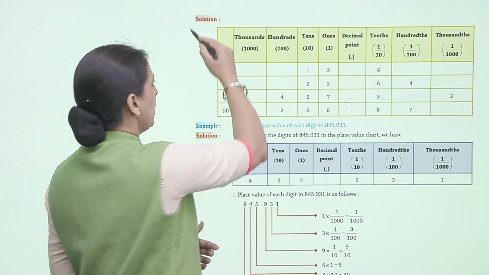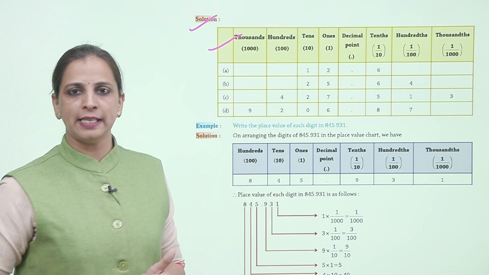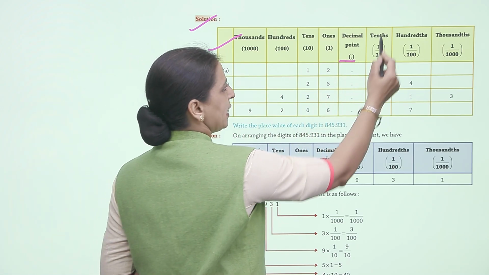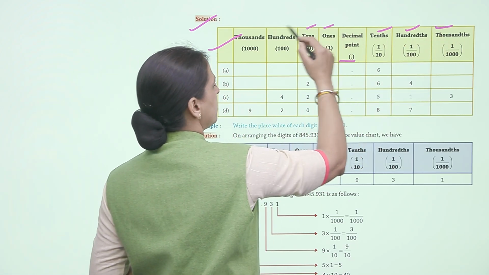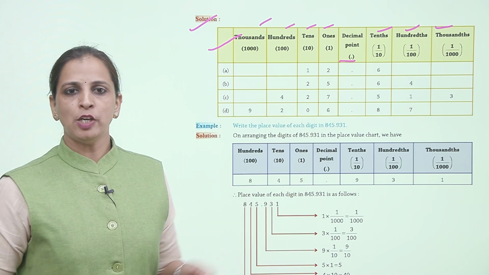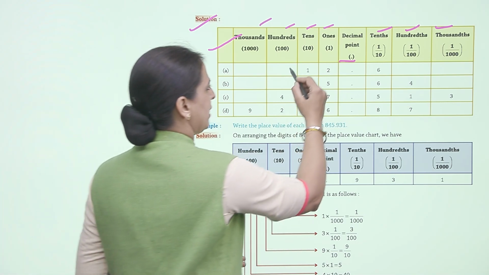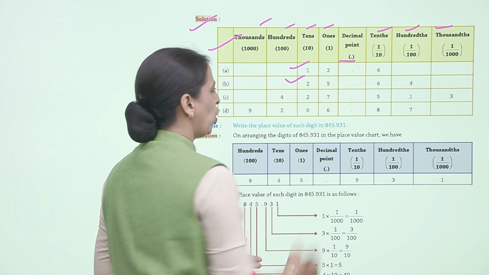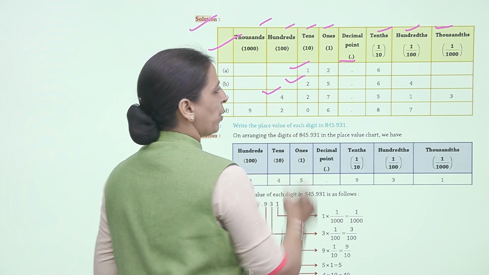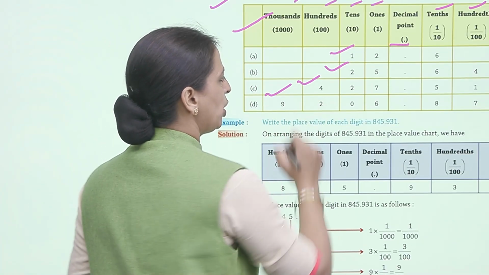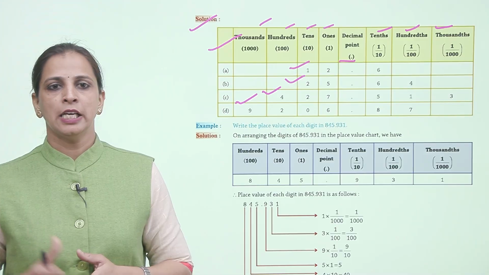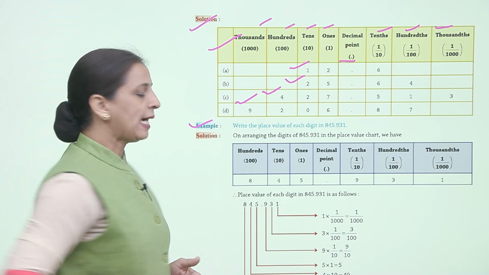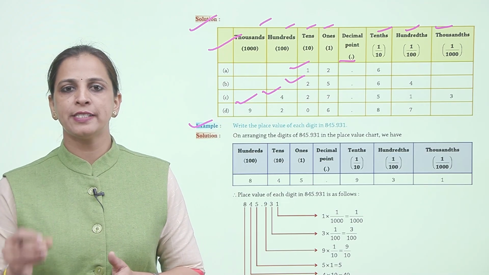Now next example, write the following decimals in the place value chart. सॉल्यूशन करते हैं इसका. प्लेस वैल्यू चार्ट बनाया, सेम वैसे ही डेसिमल पॉइंट से tenths, hundredths, thousandths, ones, tens, 100 and 1000. प्लेस वैल्यू चार्ट में अरेंज किया, that is 12.6, 25.64, 427.513, 9206.87.